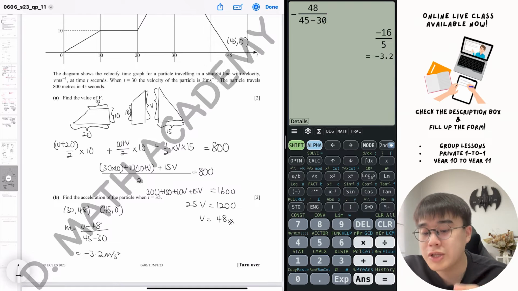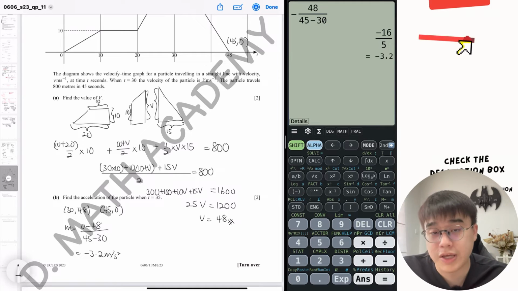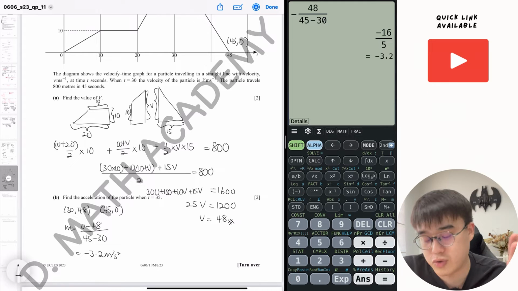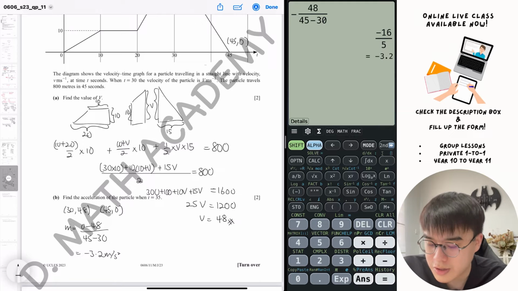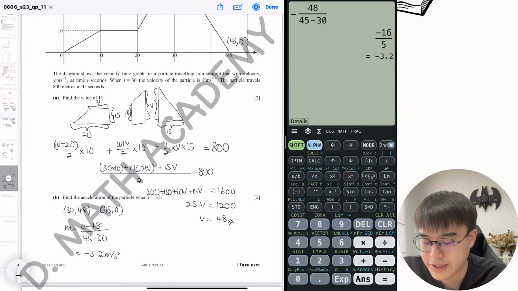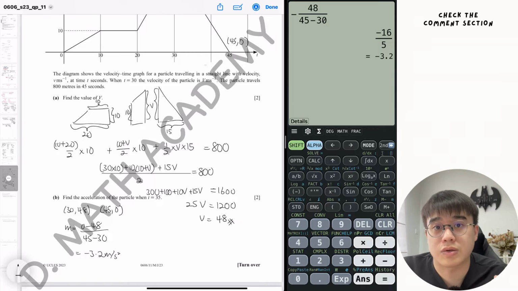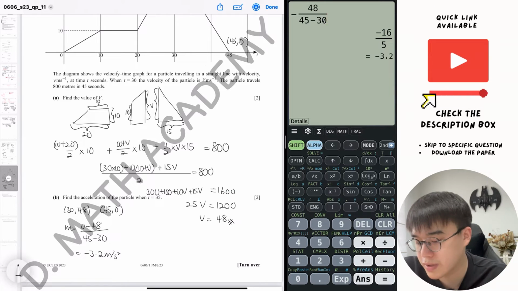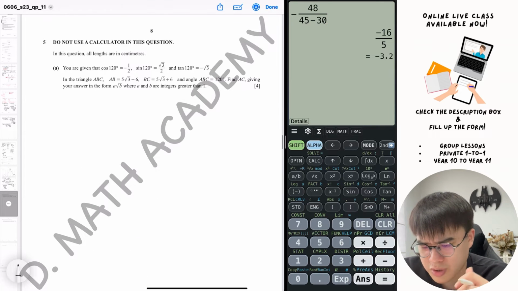So these are the common tips, or the tricks that the examiner likes to do. So look for the keyword. If they say acceleration, then it is fine for you to use the negative sign. If they already told us that it is a deceleration right at the start, then you cannot include the negative. This is one of the key things that they like to test. Okay, question 5.